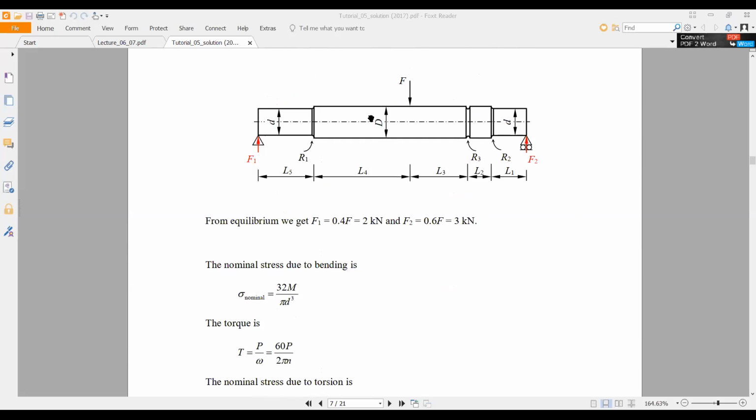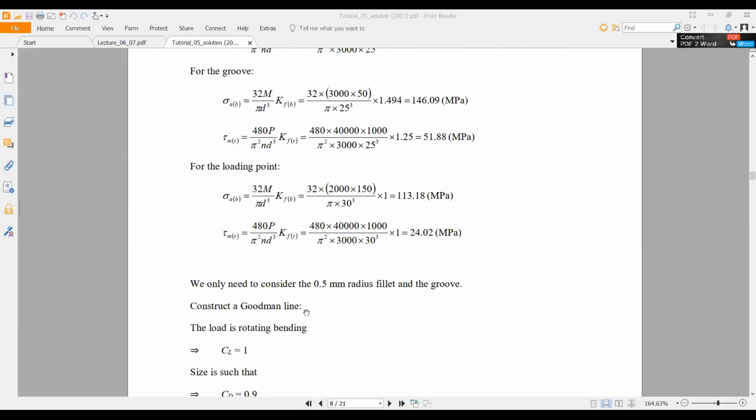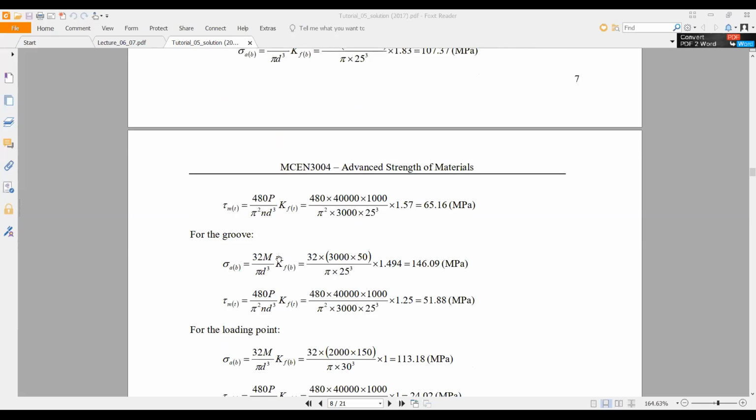You can see, if you want to find the bending moment from this direction, you can find it. If you want this direction, you can find it. So at the groove, you can find the alternating stress due to bending, and the shear stress, which is a mean stress, shear stress due to torsion, like this.